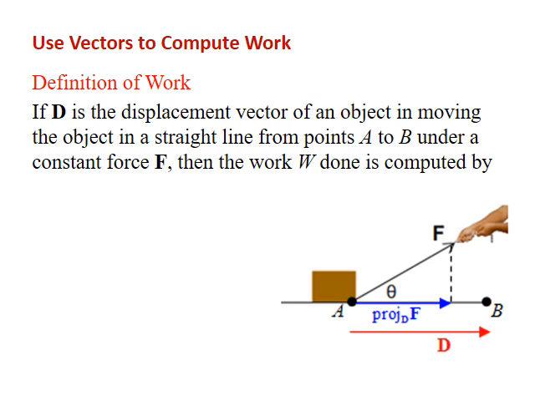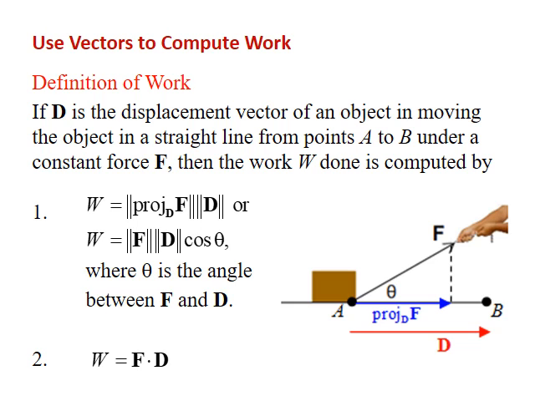Sometimes we will use vectors to compute work. If D represents the displacement or the movement vector of an object from point A to point B under a specific force, so if something's being pushed or pulled at a certain force, the way we will find that is by using this formula here. So work is basically the force times the distance moved, or the displacement.